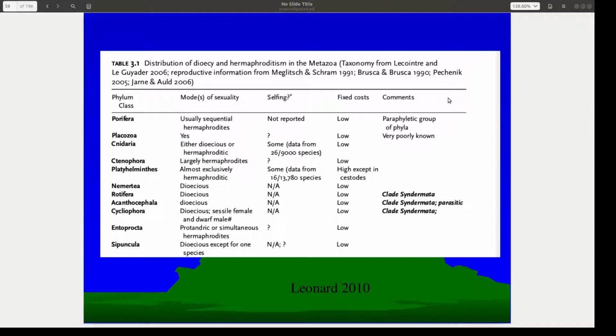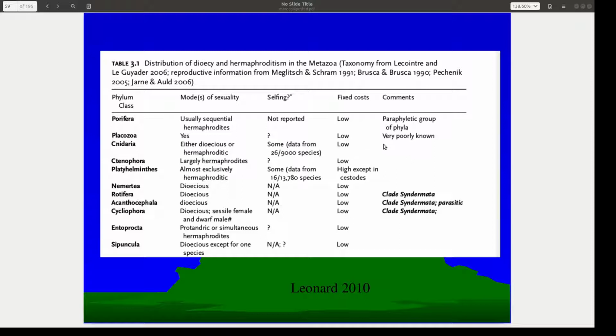All right, let's just do a little tiptoe through the taxa here. See which groups tend to be dioecious, which groups tend to be hermaphroditic. So porifera, the sponges, they're usually sequential hermaphrodites. So they start out as one sex and they change to another sex. Cnidarians, so sea anemones, medusas, are either dioecious or hermaphroditic. Ctenophores, the comb jellies, are largely hermaphrodites. Flatworms are almost exclusively hermaphroditic. Nemertean worms, dioecious. Rotifers, dioecious.